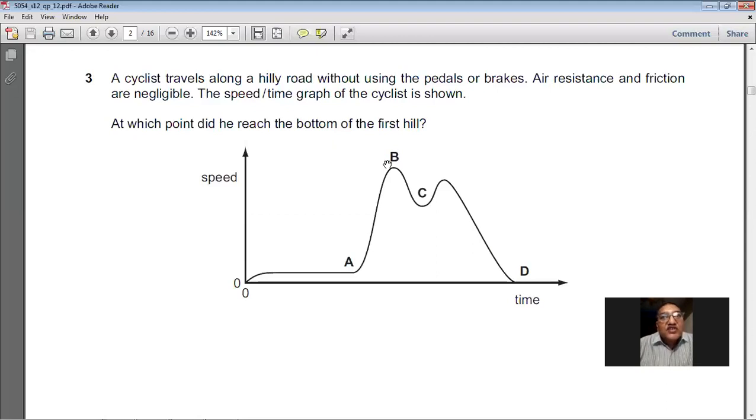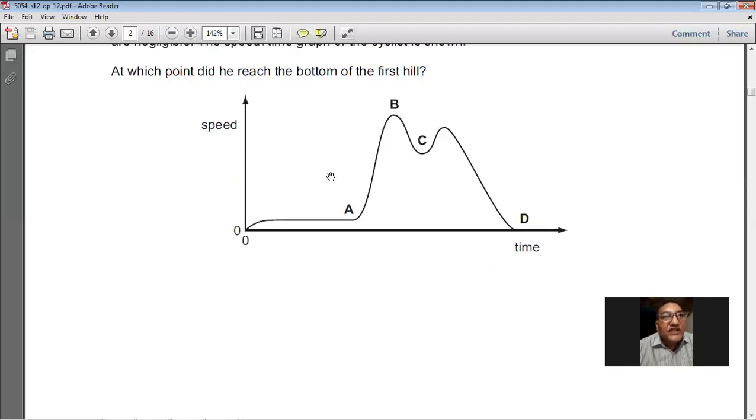So carefully read this story and imagine how this works. It's just a speed time graph, okay? Don't think of these ups and downs as a hill. It's a speed time graph. And when the boy is at the bottom of the hill, his speed will be maximum. So on this speed time graph, the speed is maximum at point B, so probably at point B he's at the bottom of the hill. So B is the choice.